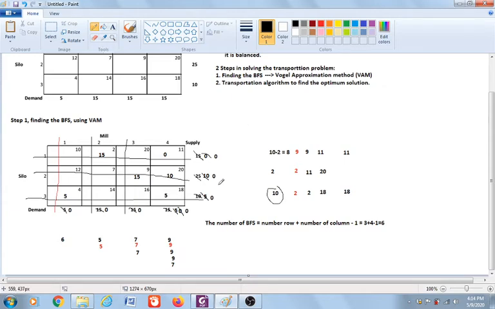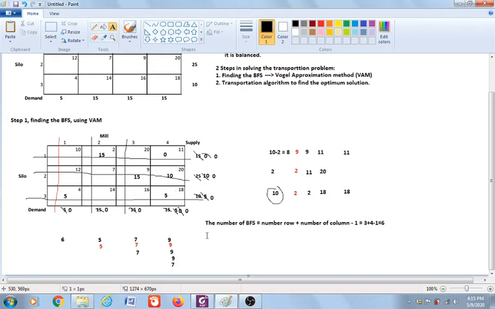Okay, so I repeat, the number of BFS that we need to have is the number of rows plus the number of columns minus 1. So now our basic feasible solution, or our basic variables, are x12 with the value of 15, x14 with the value of 0, x23 with the value of 15, x24 with the value of 10, x31 with the value of 5, x34 with the value of 4.